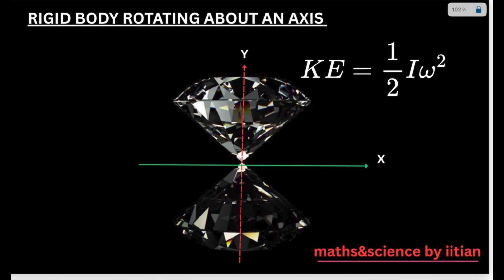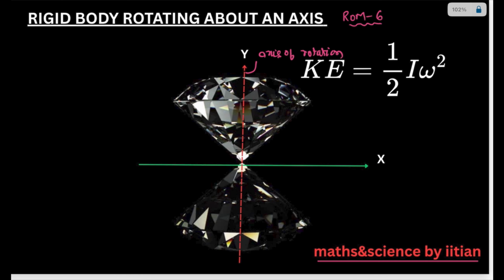In this lecture, this is the 6th lecture on rotational motion. In this lecture, we will be discussing the kinetic energy of the rotation of a rigid body about an axis. This is the axis of rotation. This is the axis about which the body is rotating.